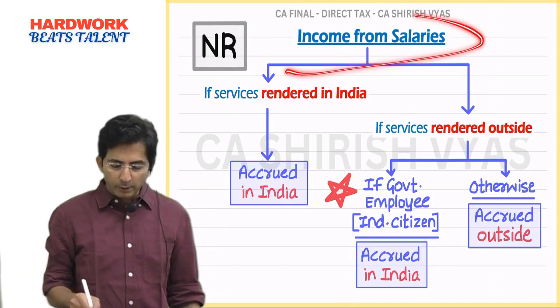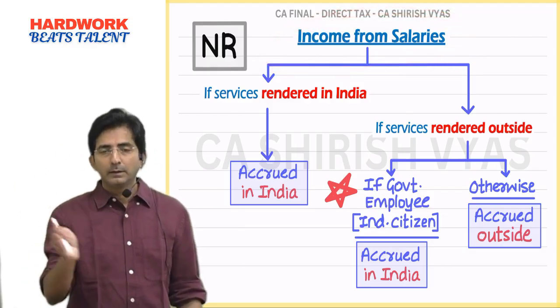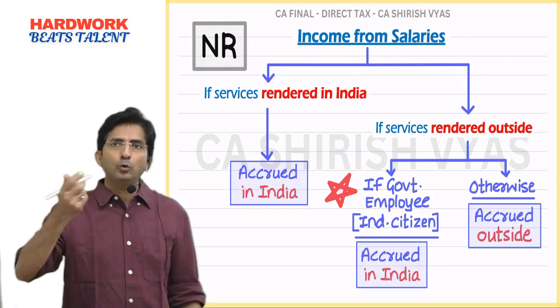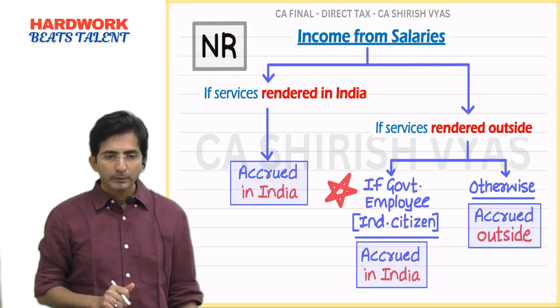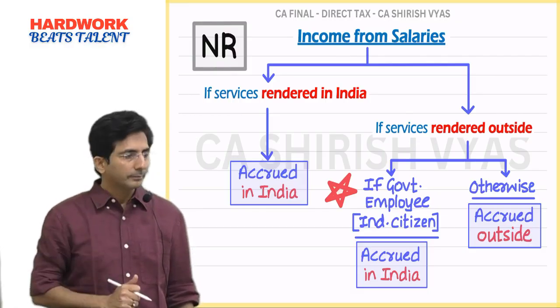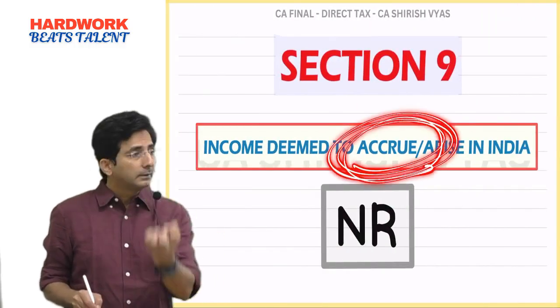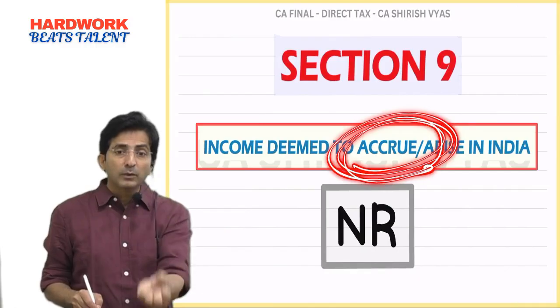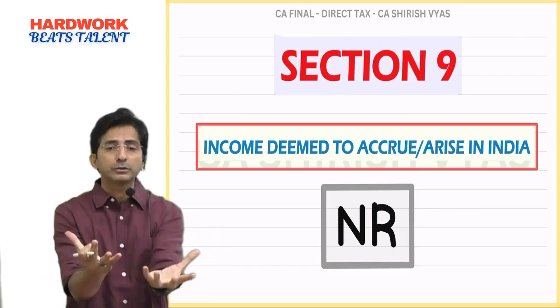What is the next head of income? I am going head-wise. House property. Tell me how to decide whether house property income is accrued in India or not. Location of the house. See, accrual of the income means birth. And income takes birth from the source. House property income takes birth from the house.